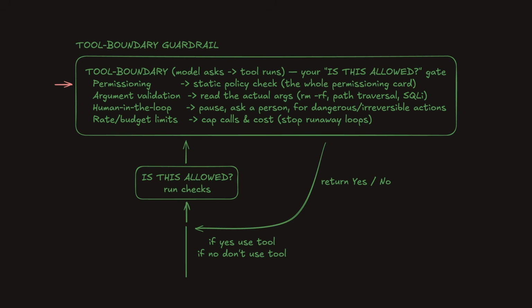So permissioning is checking if the agentic loop or the user has permission to use the tools. Argument validation is reading if the code is potentially dangerous, and then it asks the user if they want to proceed. If there's anything dangerous happening, it'll show the human the dangerous thing and ask the human if the human would like to proceed. That's human in the loop. Rate and budget limits is just as it sounds.